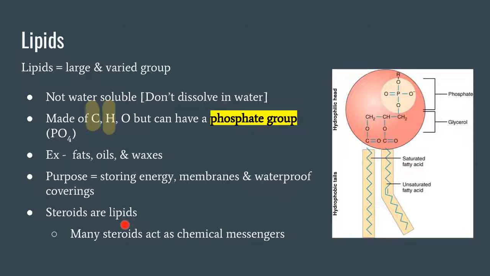Steroids are also types of lipids. So when people think steroids, they most of the time think people using steroids to get really big and bulky. But really what most steroids are going to do within our cells is they're going to act as chemical messengers. So over here I have an example of a lipid. You can see my phosphate group up here. And then I have carbon and hydrogen and oxygen, and then these long chains, which are the tails.